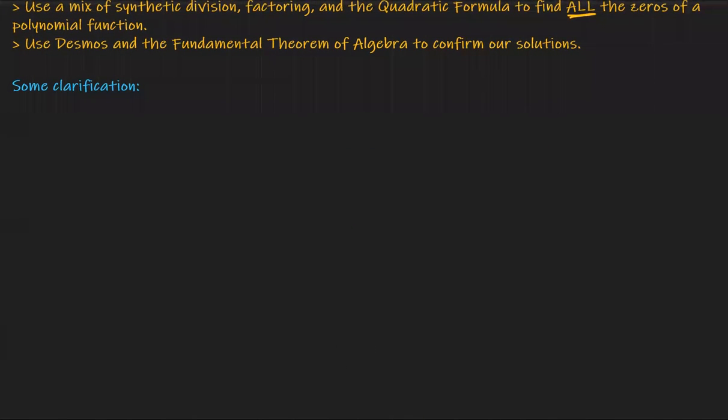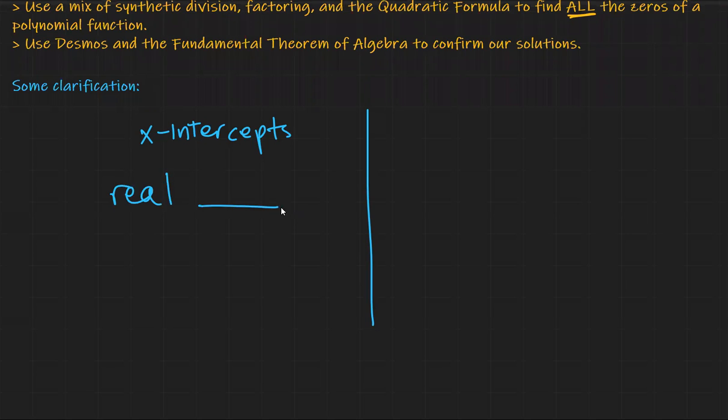So what am I talking about? Let's say whenever I ask you to find x-intercepts or real, followed by lots of different words I can put here. I can put real solutions, real zeros, and then real roots. Okay, whenever you see any of this terminology, I'm asking for only real numbers.